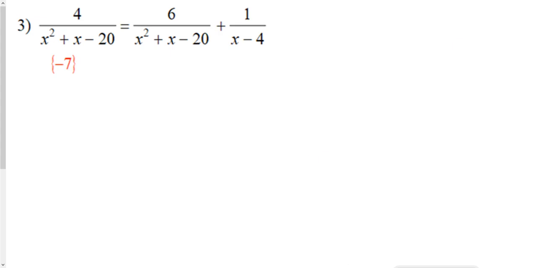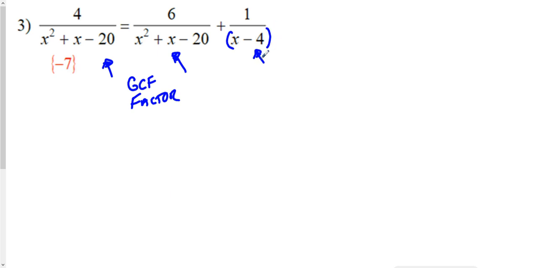All right, let's look at number 3. Our third problem has two denominators that are trinomials and one denominator that is a binomial. When you have a trinomial, we need to look for our GCF, and we need to factor down the problem.